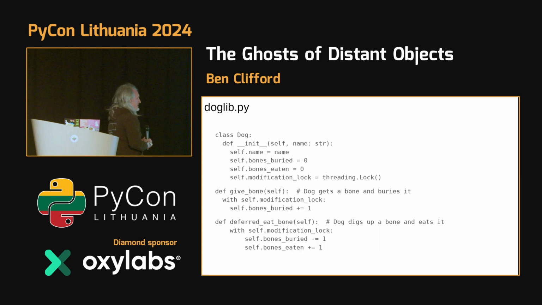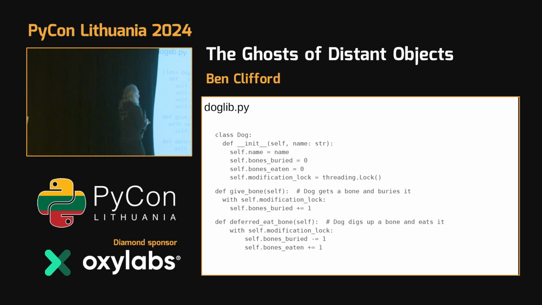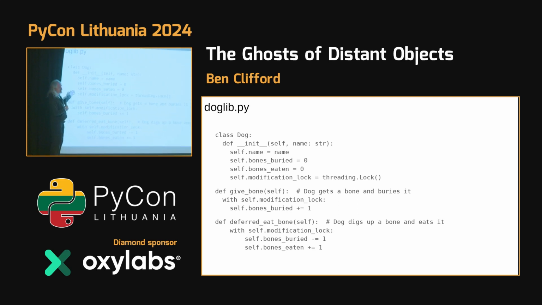Except you might use a lock like that in an object which does have a value. So I'm going to give doglib.py, which is a class representation of a dog, a bit more advanced than the dog earlier on. It's got a name, it's got the number of bones it's buried in the ground, and the number of bones it's eaten. Okay? And there's a lock so that we can make sure that if we're updating these, we do it in a thread-safe manner. So two things I can do. I can give the dog a bone. We take the lock and we increase. The dog goes and buries it when you give it a bone. We increase that by 1. There's a lock protecting that.